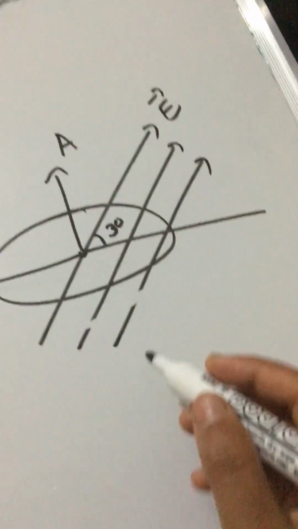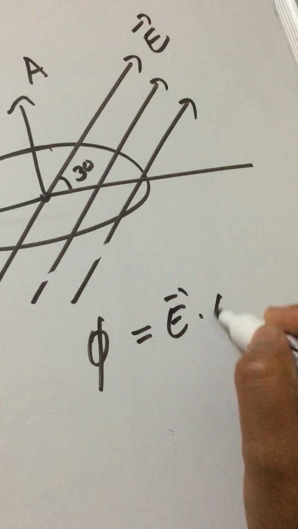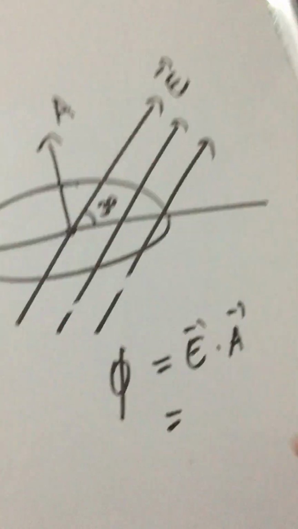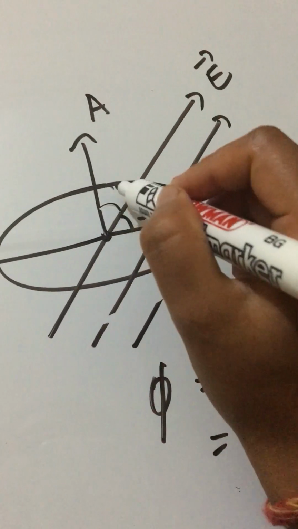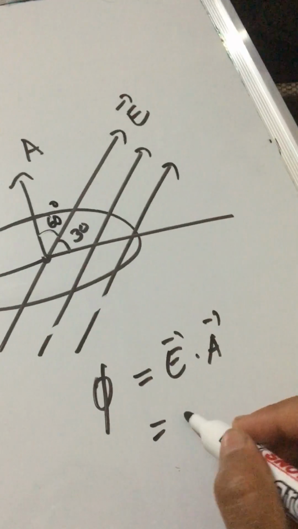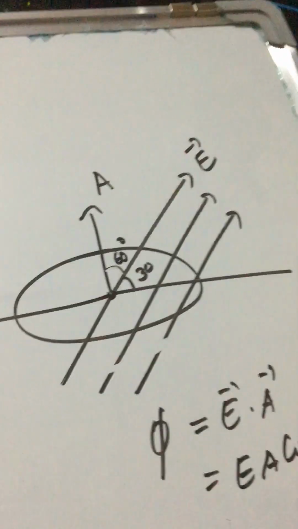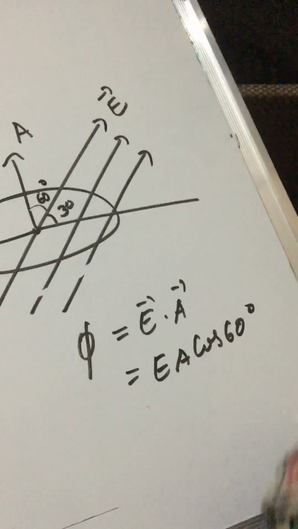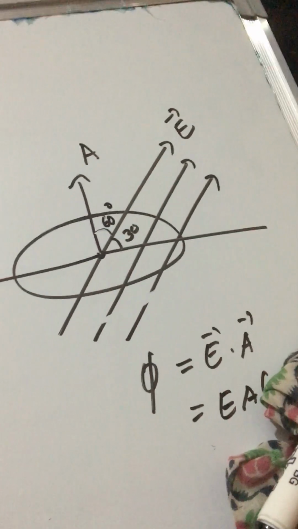Now what would be the flux then? Flux is what? This is E dot A, right? Now what is the angle between electric field and the area? Isn't it 60 degree? Yes, right? Then this will be what? EA cos of 60 degree. All right, so this way I hope you know how to find the flux. So E and A you need to know, but you have to take the direction of the electric field.